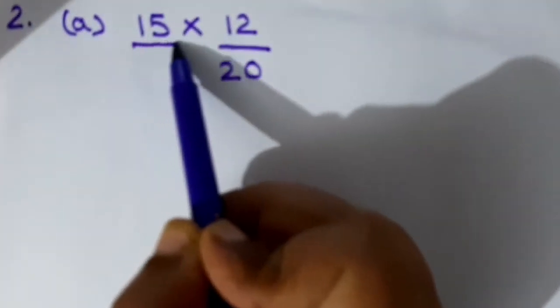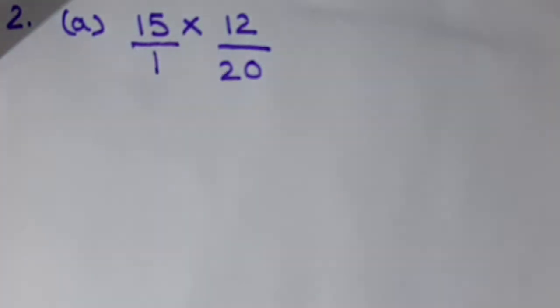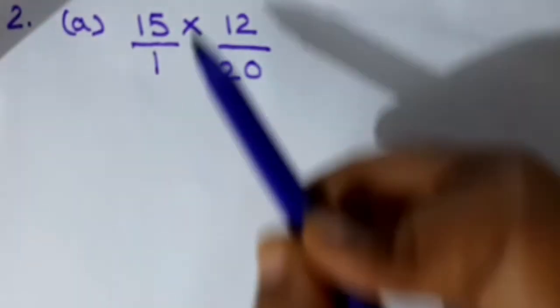How will I convert this into a fraction? By writing the denominator as 1. Students, wherever you find a whole number, you can convert it into a fraction by putting the denominator as 1. Now both the numbers have become fractions. Again, there are two methods to solve this.